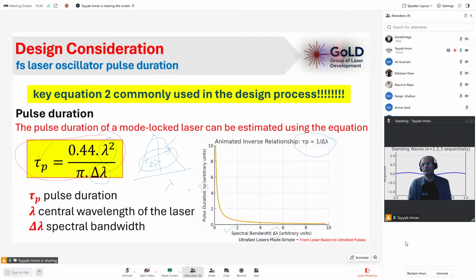So if you see here, if the spectral bandwidth is, let's suppose, somewhere here, then you can see the pulse duration is pretty high. Anyway, this plot shows the inversely proportional relation between the spectral bandwidth and the pulse duration. Now we move to the third one.